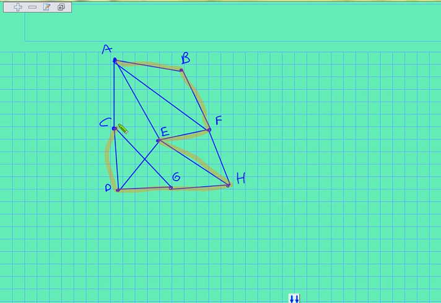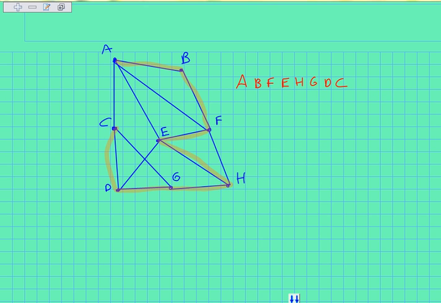So that would be a Hamilton path. And I could explain that Hamilton path by saying I went from A to B to F to E to H to G to D and C. Now, it's important to understand that I don't have to go that route.